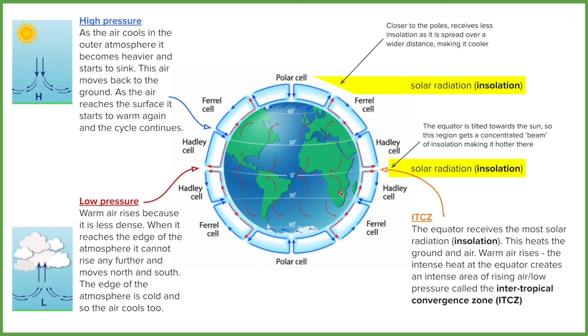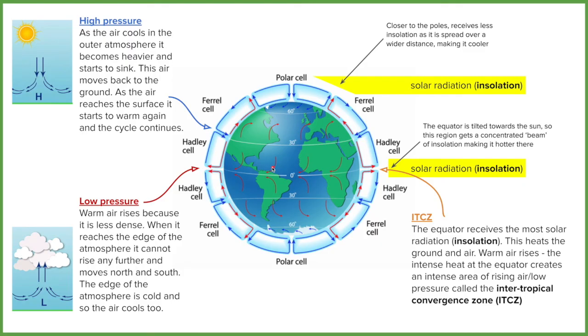It's also called the Intertropical Convergence Zone because these little red arrows represent trade winds, the direction of the movement of air along our planet. And you can see that from the tropics moving towards the equator, we've got these winds moving towards each other, Intertropical Convergence Zone.